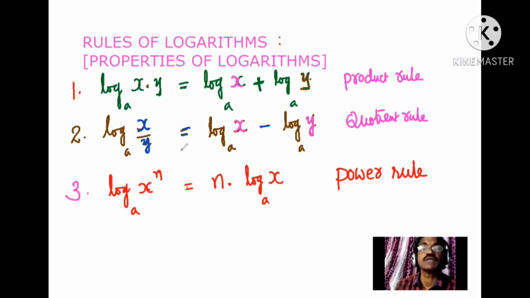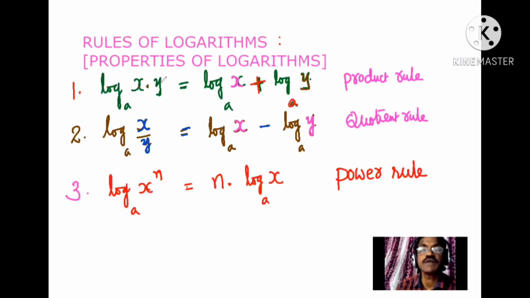In this class, we shall learn rules of logarithms, or properties of logarithms. There are three rules of logarithms. First one is product rule, second one is quotient rule, and third one is power rule. What is product rule? Logarithm of x into y, base a, is equal to logarithm of x base a plus logarithm of y base a.